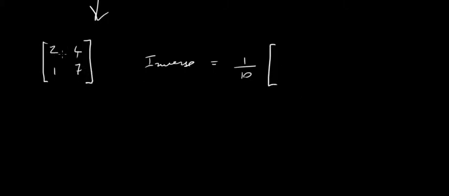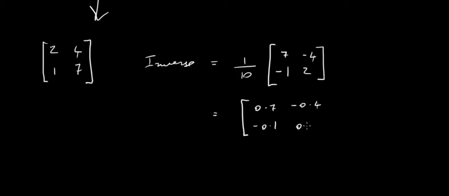Now we've got to reverse these two, so I'm going to put the 7 up here and the 2 down here. I'm going to take the 1 here and change the sign, and the 4 here and change the sign. Let's just work this out. I will get 1/10 of each of these numbers, so it will be 0.7, minus 0.1, minus 0.4 and 0.2. So this here is the inverse of this particular 2 by 2 matrix.